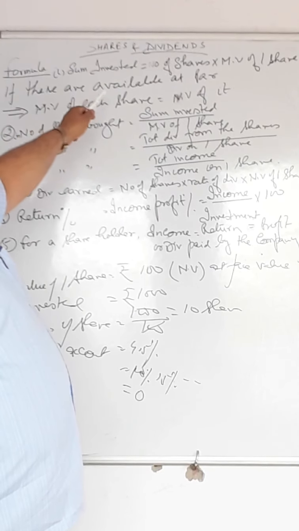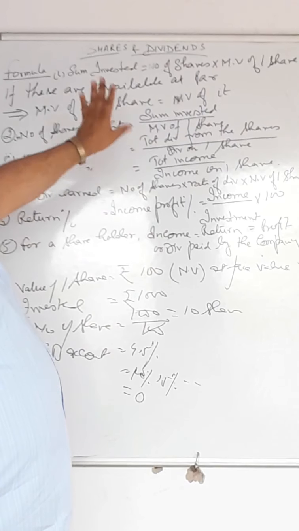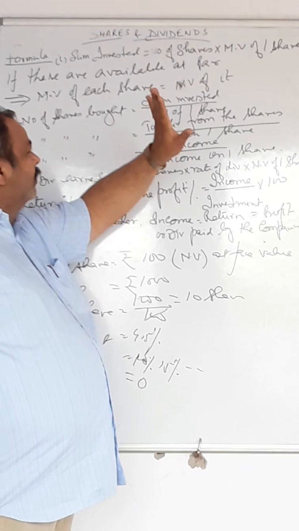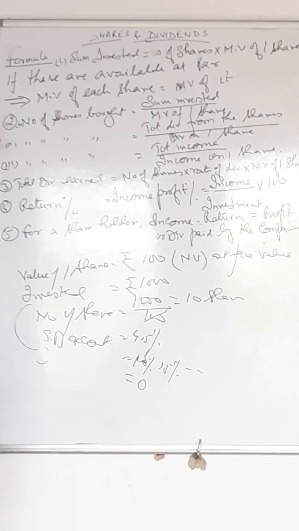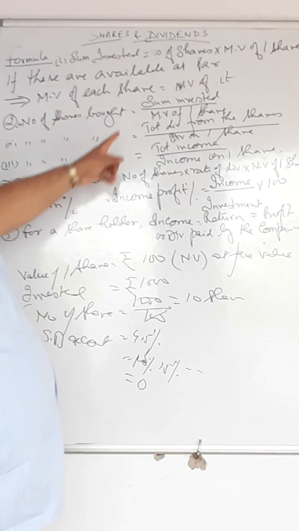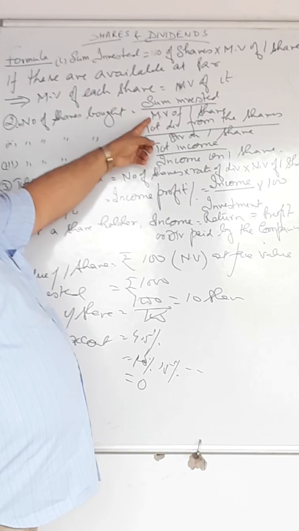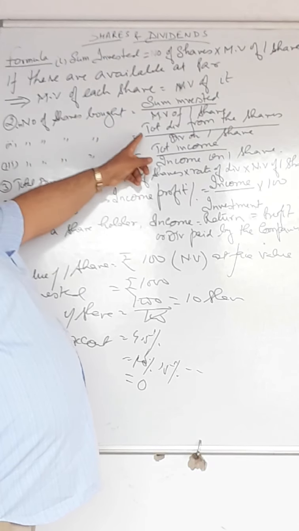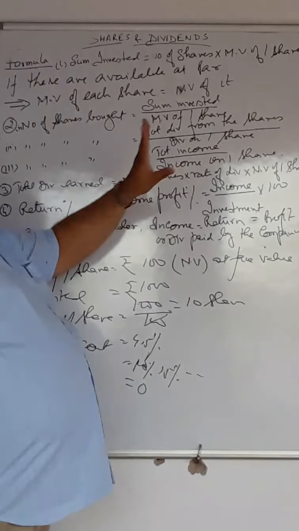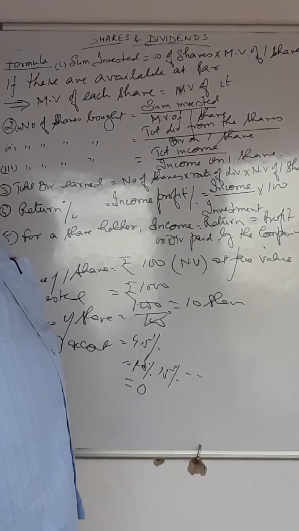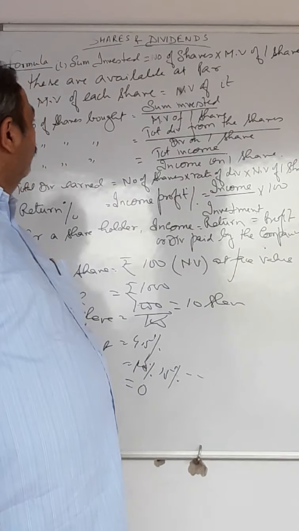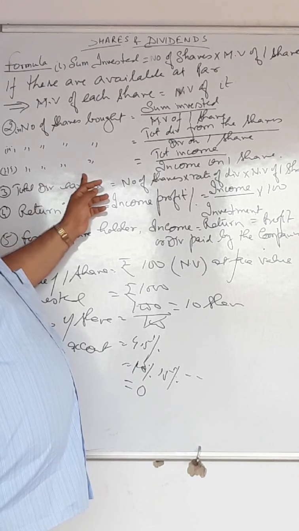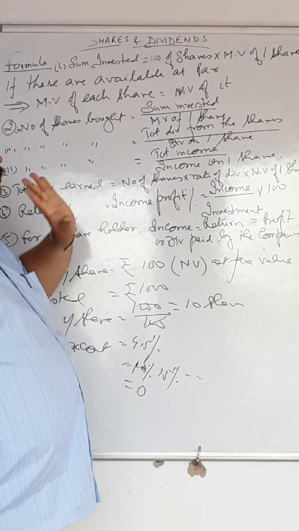If these shares are available at par, means at nominal value, the market value of each share is equal to the nominal value of it. Number 1 formula. Second formula is number of shares bought: how much sum is invested upon the market value of 1 share. Second, number of shares bought is total dividend from the shares upon dividend on 1 share. Dividend is the profit after 1 year that the company gives. Third formula for this same is number of shares bought, total income upon income from 1 share.